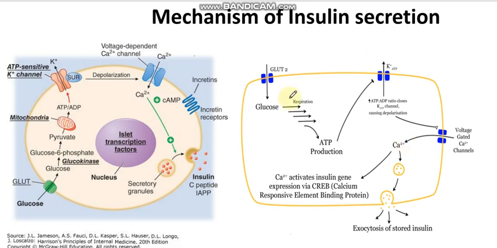In this video, we are going to look at the mechanism of action of insulin. That is, the mechanism of insulin secretion from beta pancreatic cells. That is how insulin is produced and secreted from the pancreas of the human system.